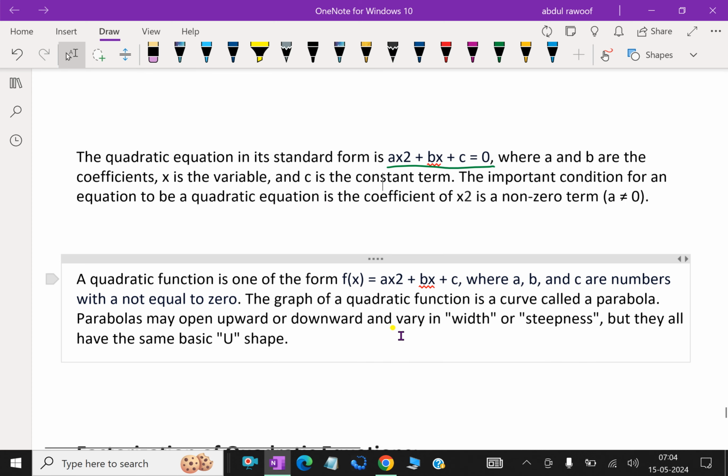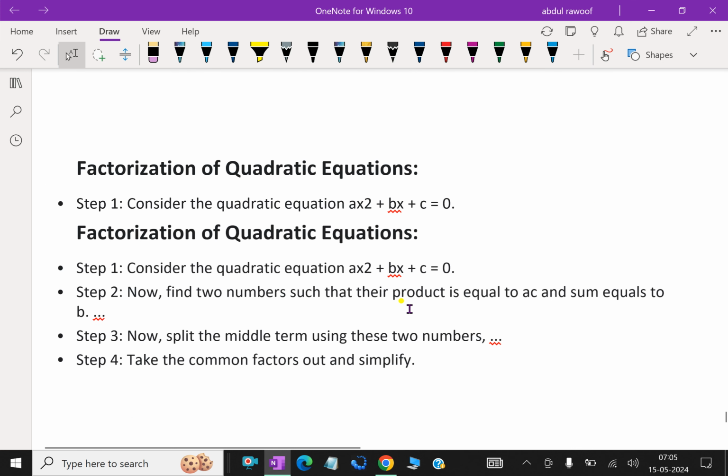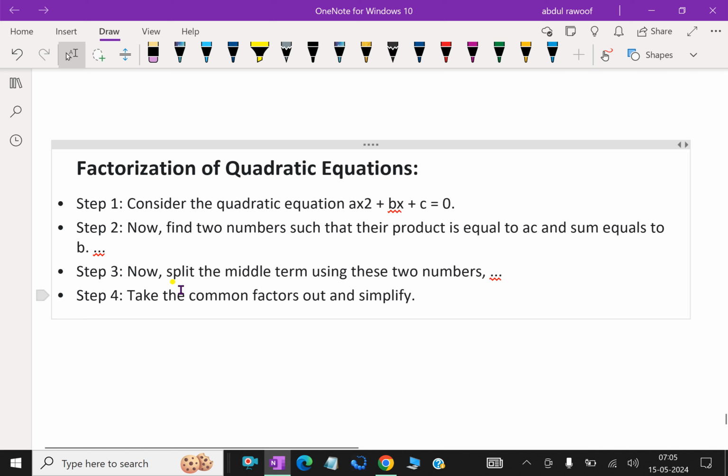A quadratic function otherwise is one of the form f of x equal to ax squared plus bx plus c, where a, b, c are numbers with a not equal to 0. The graph of a quadratic function is a curve called a parabola. Parabolas may open upward or downward and vary in width or steepness, but they all have the same basic U shape.